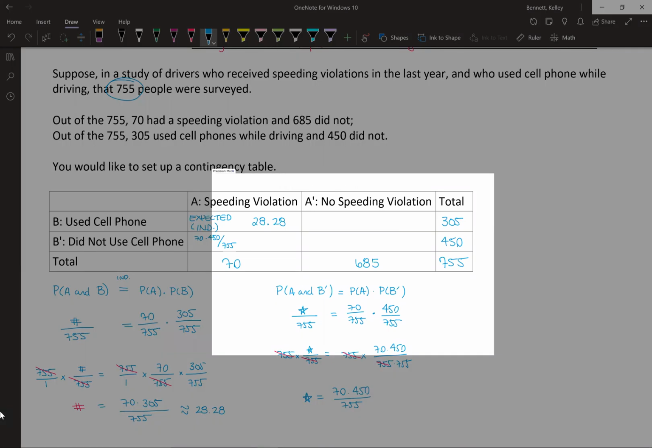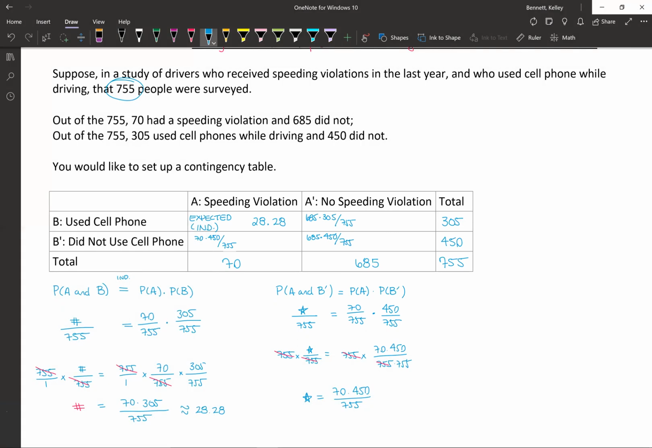And so in that way, this would be 685 times 450 over 755. And this one would be 685 times 305 divided by 755. And so that's how you're getting your expected values using the idea of independence.